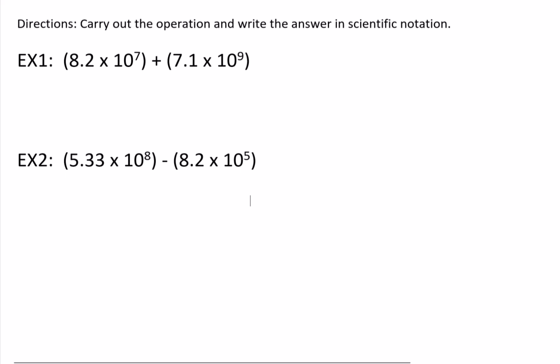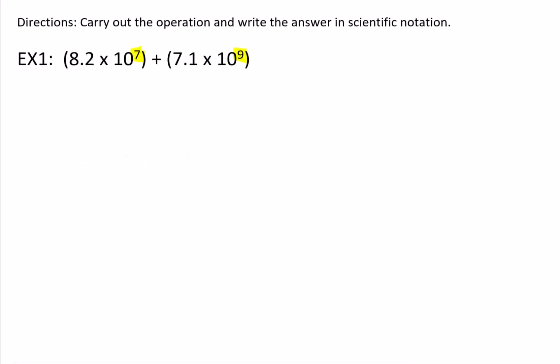In this video, we are going to add and subtract expressions in scientific notation. In order to add the first two expressions together, we need to have the exponents be the exact same thing. So you can notice that the 7 is less than 9. We need to increase the lower of the two exponents so that it's the same value as the highest exponent. So we need to add 2 to 7 so that it becomes 9.